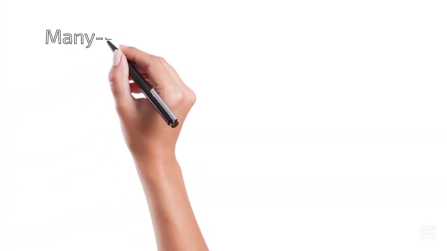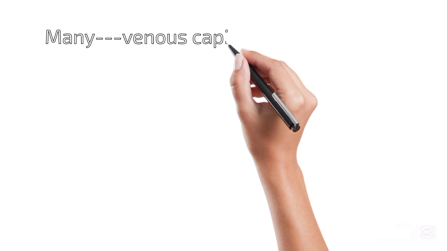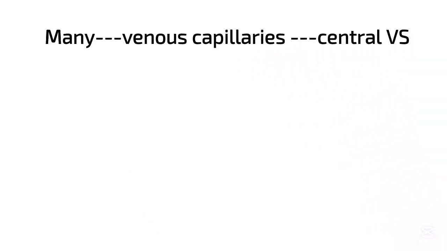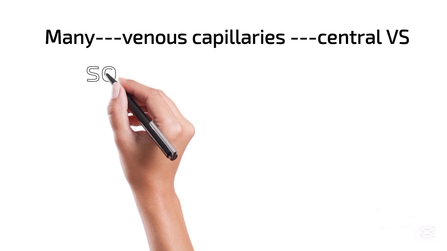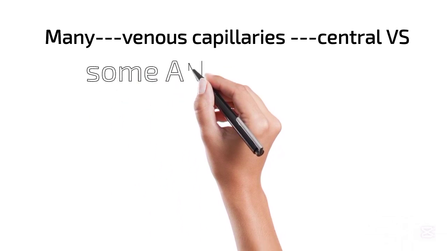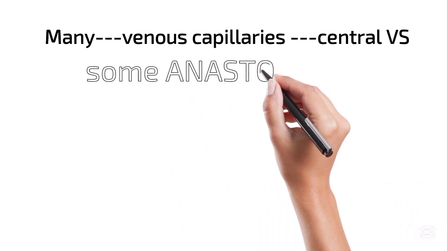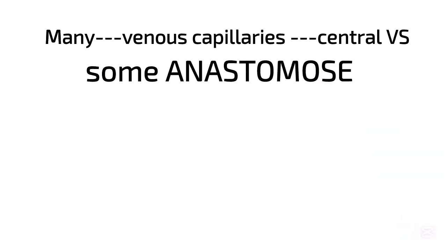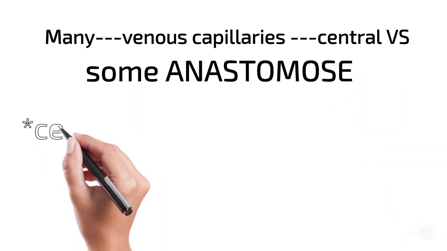The terminal branches, mostly they are end arteries, and that means that they end into venous capillaries, which then further drain into central venous sinus. But some, not all, but some of these arteries anastomose. They take part in anastomosis with the branches of the arteries that are epiphyseal arteries and metaphyseal arteries.